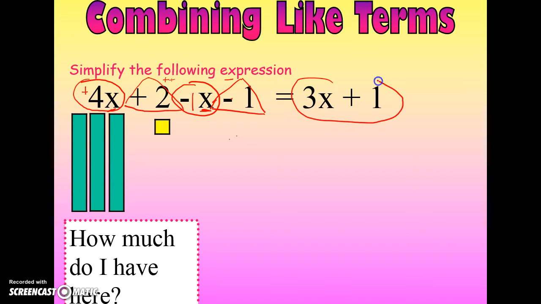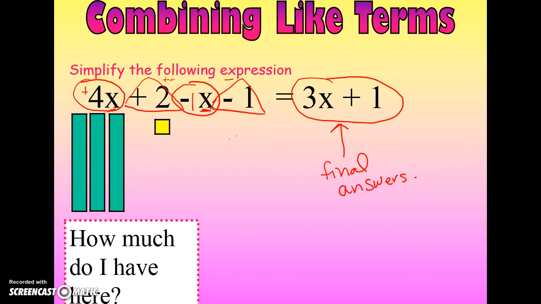And you'll remember, that's our final answer, because these are not like terms. 3x and the plus 1, those are not like terms. Therefore, we cannot combine them. That is the final answer. Sometimes when I ask to simplify, students want to shove it together. You cannot shove it together because those are not like terms.